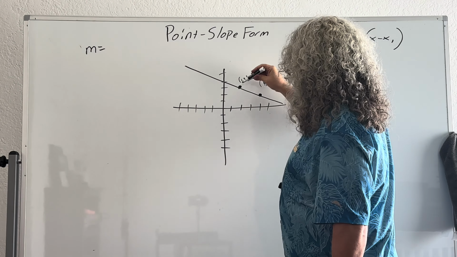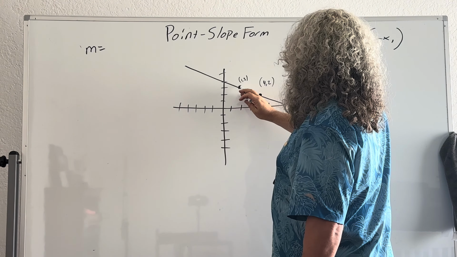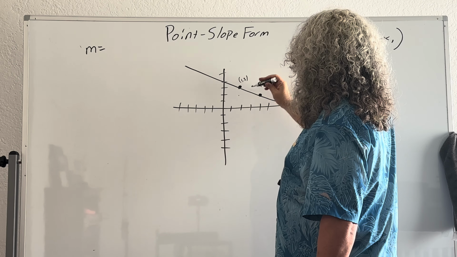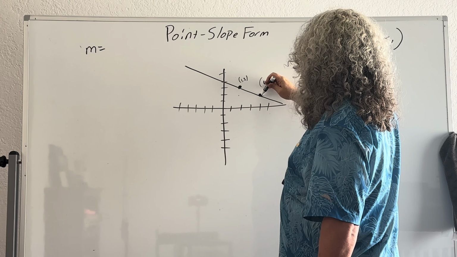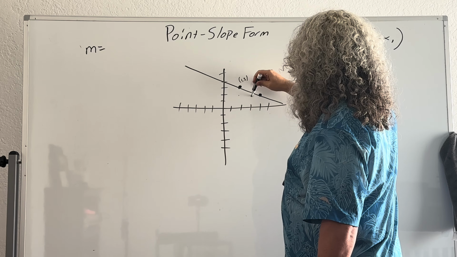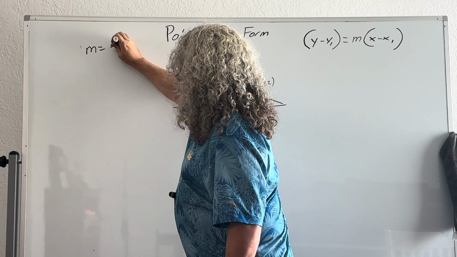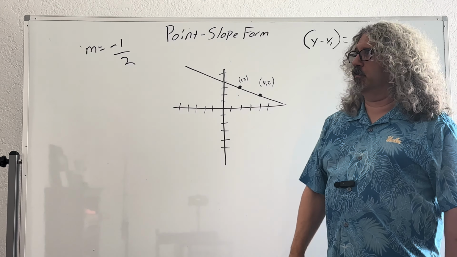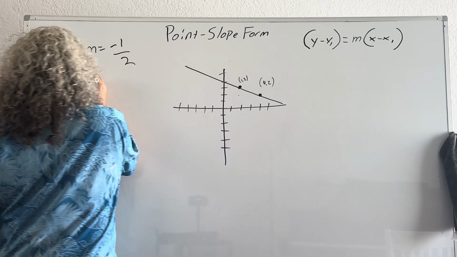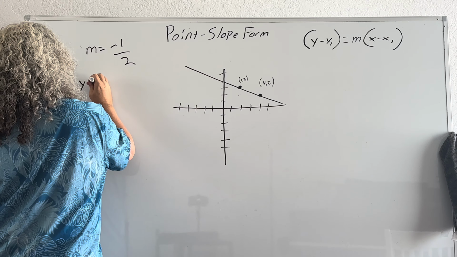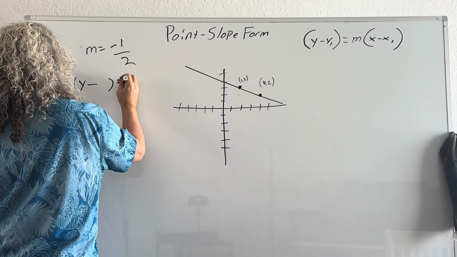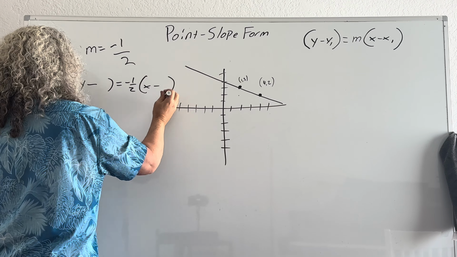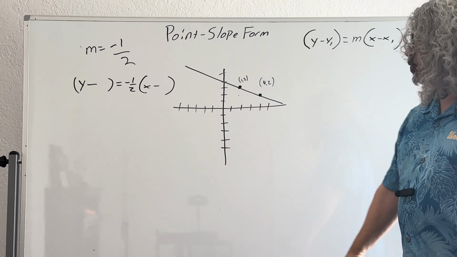So if I'm going here, I'm going down 1, and I'm going over 1, 2. Down 1 over 2. So my slope is going to be negative 1/2. So when I set it up, I'm going to have y minus something equals negative 1/2 x minus something. I just got to figure out those somethings.